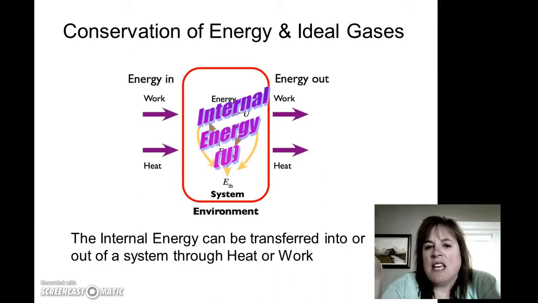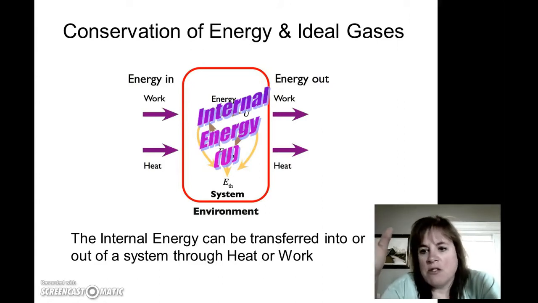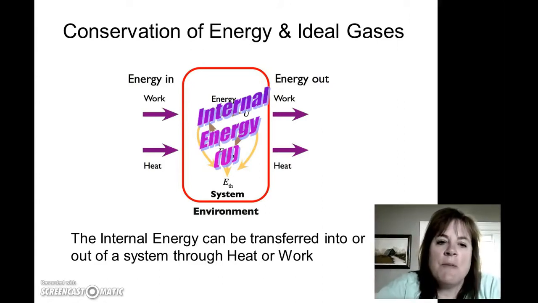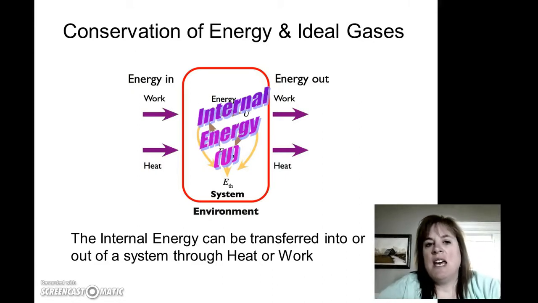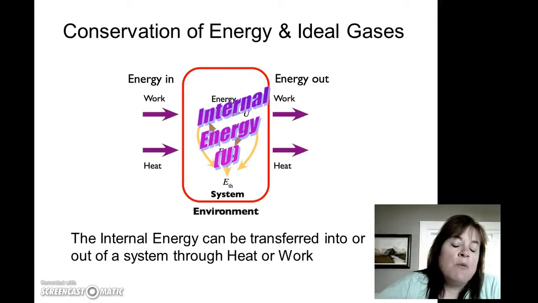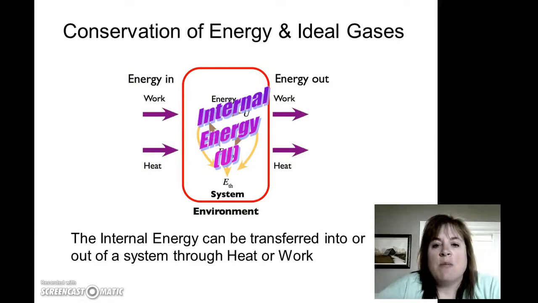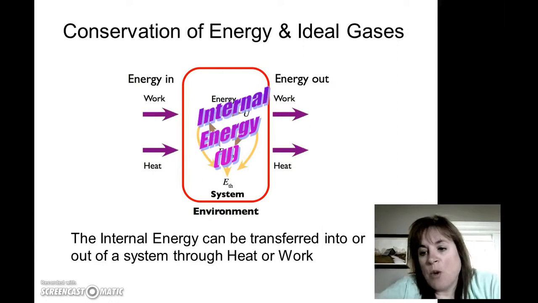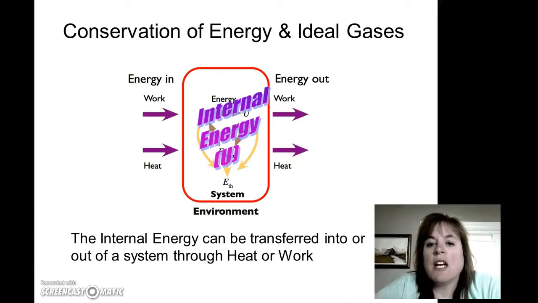But when we deal with ideal gases, remember the internal energy really is the kinetic energy, because in an ideal gas there's no bonds or associations, so potential energy is 0. And remember we said that we can change the amount of internal energy in a gas by either doing work on it, so we do work on the gas and we increase the energy, or we transfer heat in, or we can reduce the energy of the gas by either taking work out, so the gas itself is doing work, or heat flows out of the gas.